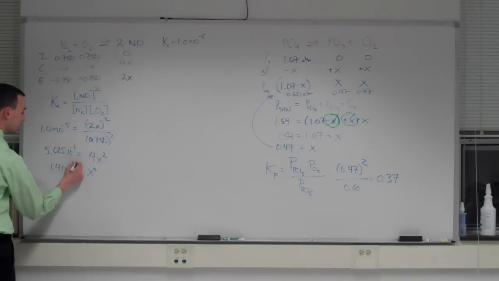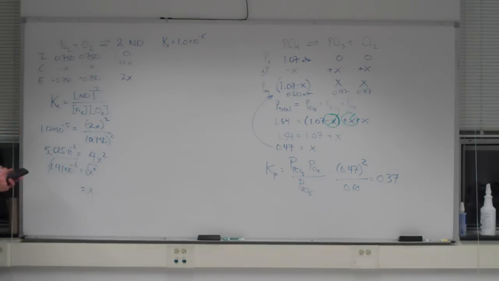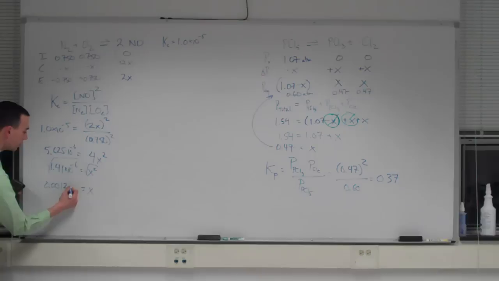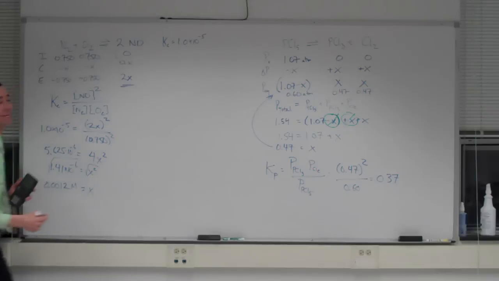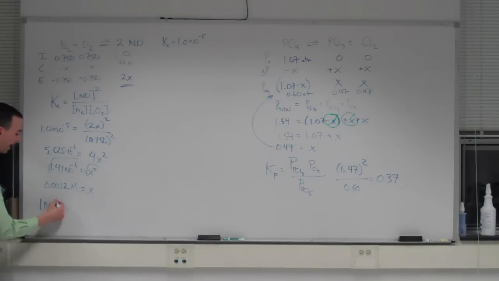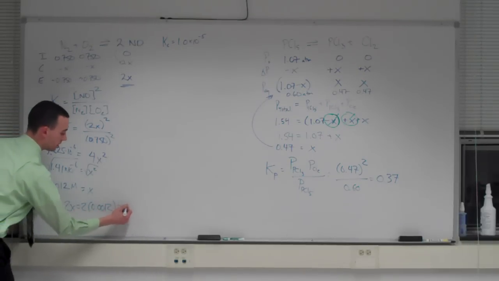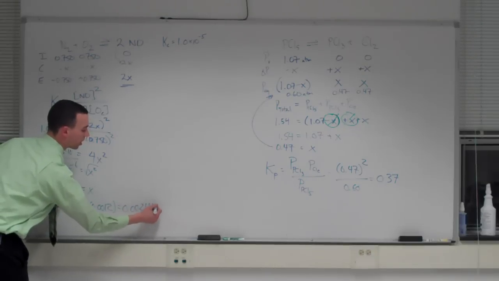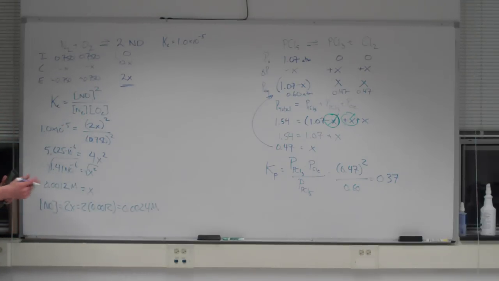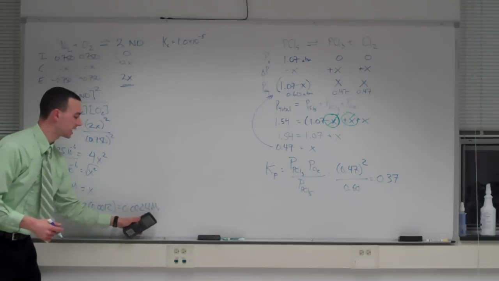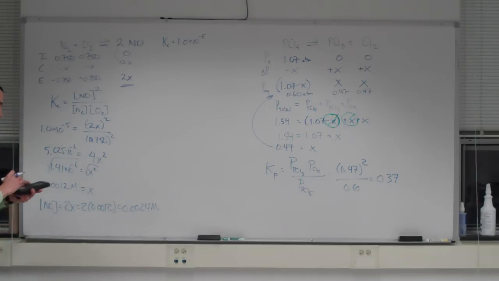1.41 roughly times 10 to the negative 6. Then I'll take the square root, and x is 0.0012 molar. Now you're not quite done because nitrogen monoxide is represented not just by x, but 2x. So it's 0.0024 molar at equilibrium, or 2.4 times 10 to the negative 3 would be a different way of expressing that value.